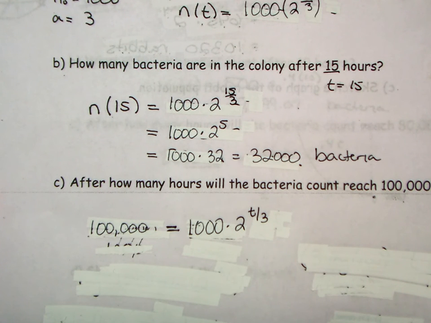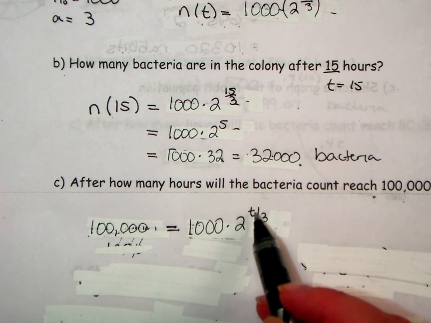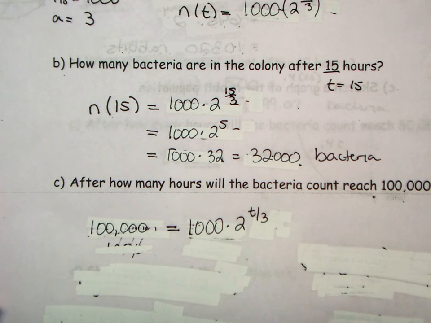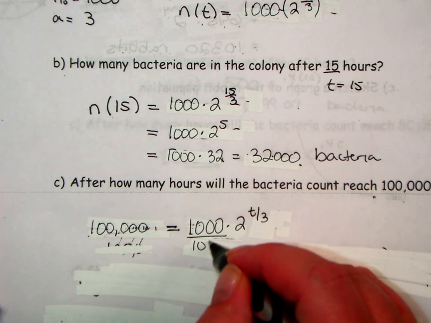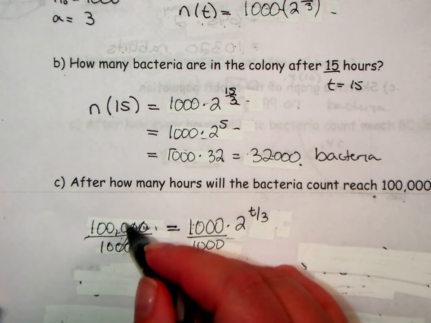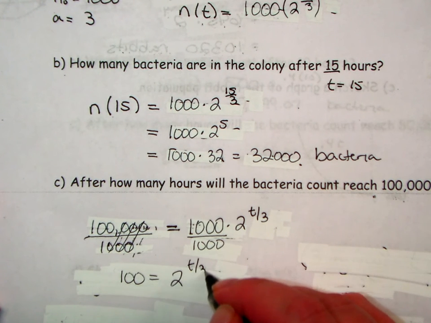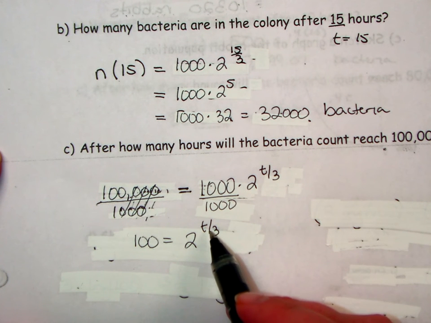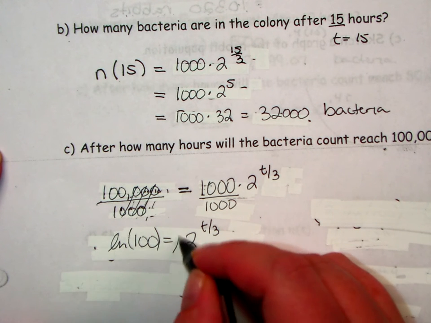This is an exponential equation, and the t we're looking to solve for is up in the exponent. The exponential expression is just 2 to the t over 3. The 1,000 is just a coefficient. So before we can bring this t over 3 down, we need to divide both sides by 1,000. If I cancel some zeros here, I get 100 equals 2 to the t over 3. So now what we can do to solve this for t is to bring the t over 3 down. So I need to ln, excuse me, I need to ln both sides.